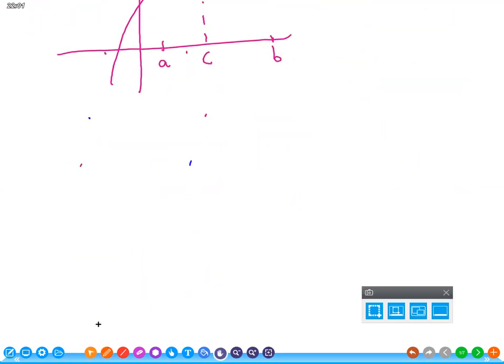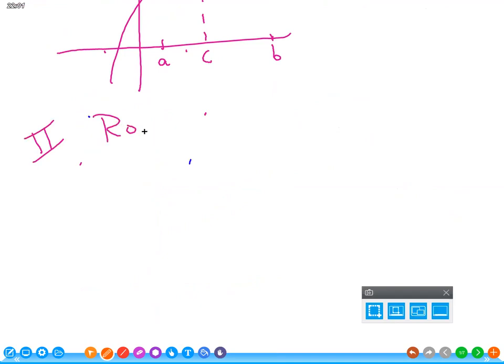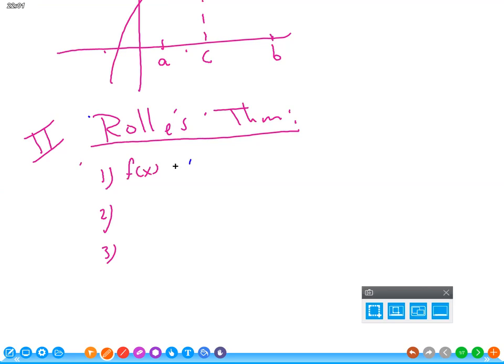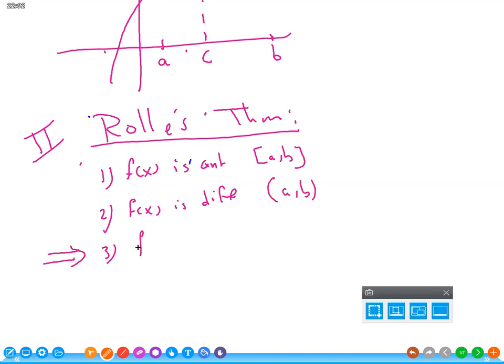The second part of this lesson is Rolle's theorem. Rolle's theorem is a special case of the mean value theorem. It also has the first two hypotheses, and we add a third hypothesis. The first hypotheses are the same: f of x must be continuous over the closed interval, and f of x is differentiable over the open interval. And here we add this condition: when the y values are the same, f of a equals f of b, it means the secant line is horizontal.